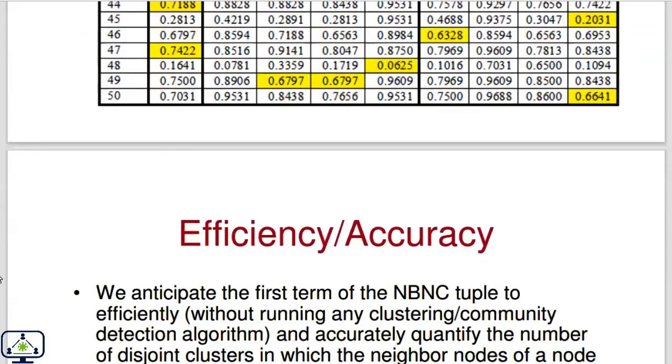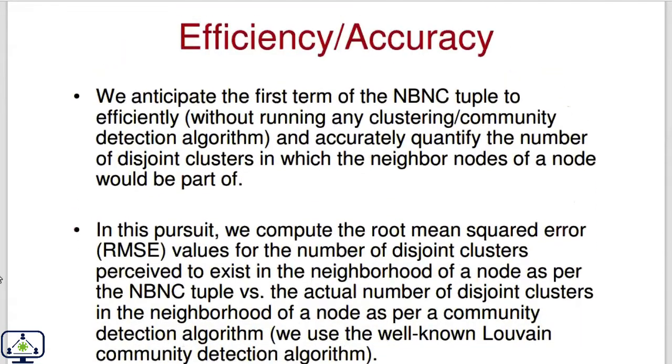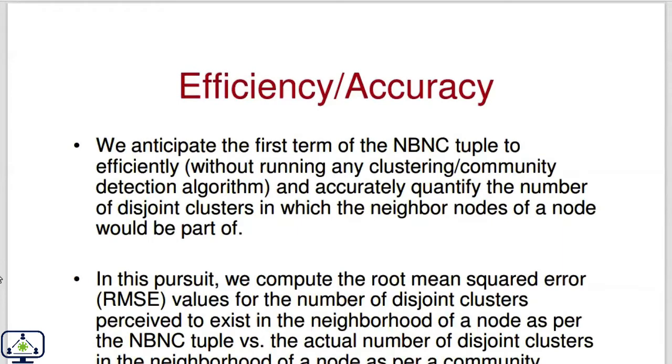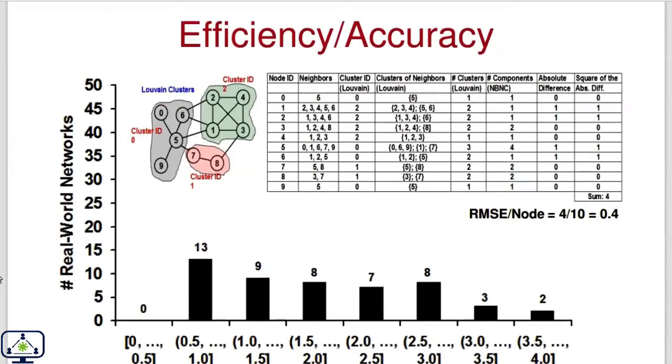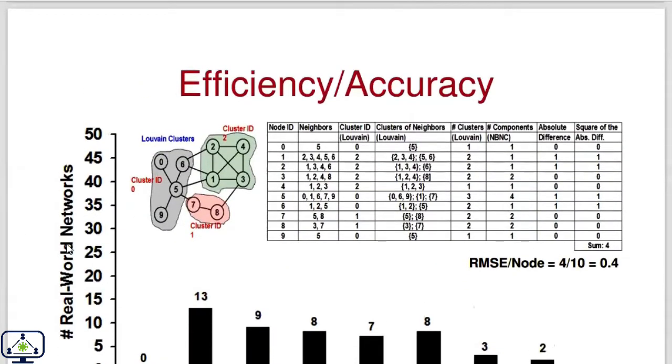The third metric is efficiency or accuracy. As I said, this could serve as an alternate to a clustering algorithm. So we are not running any clustering algorithm to determine the number of components. How close is the number of components in the neighborhood graph to the actual number of clusters in the neighborhood of a node? For example, if you run the Louvain algorithm on this graph, you can see that node 5 has 2 neighboring clusters and it's in its own cluster. So basically, the neighbors of node 5 are in 3 clusters.